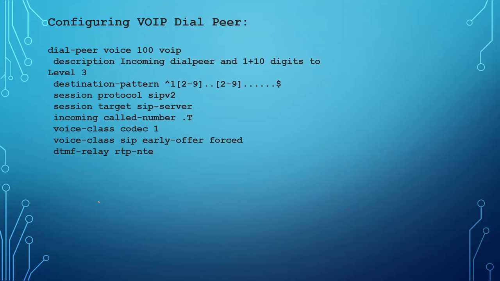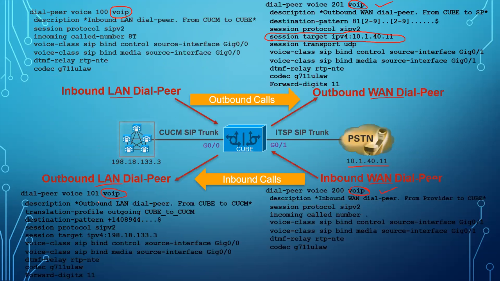So let's get back to the same. Here we are discussing VoIP only, since we have already discussed POTS. Now let me tell you about VoIP. Let's discuss the inbound call first. This is an inbound call, coming from the PSTN world to the CUCM. If any call is coming from the PSTN to the gateway, that is this CUBE here, it will hit the inbound VoIP dial peer first, which is why it will hit this inbound WAN dial peer.